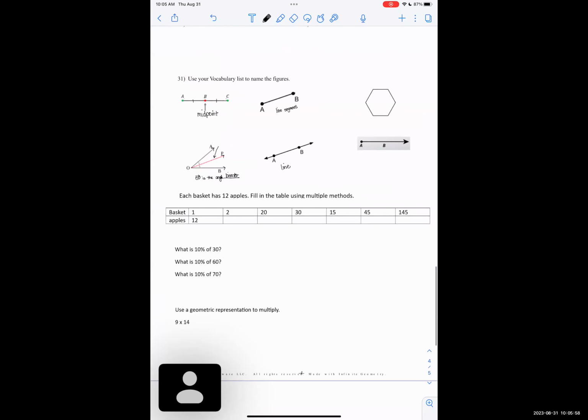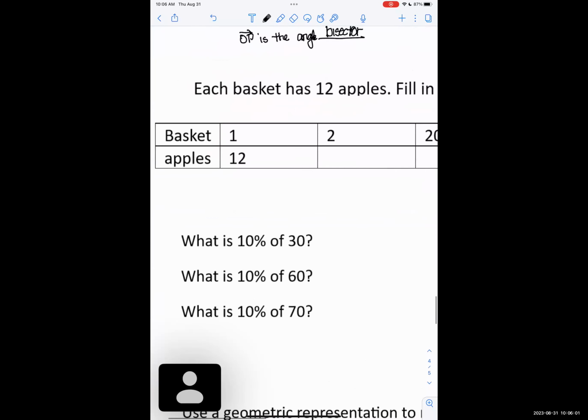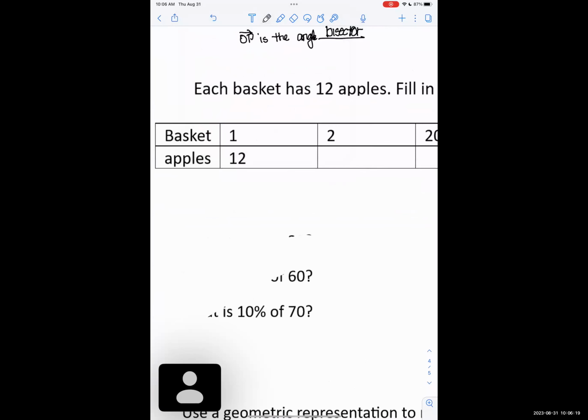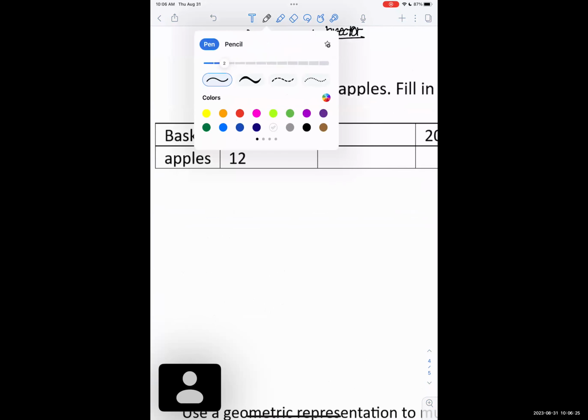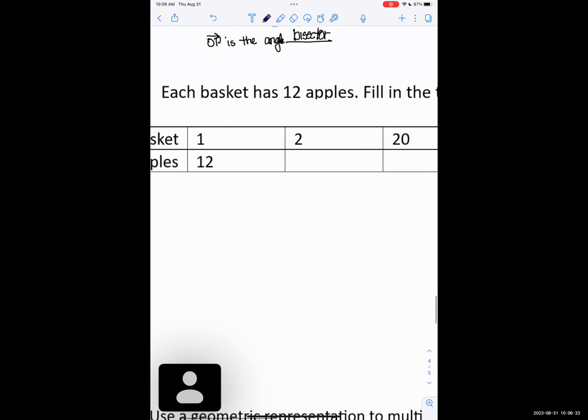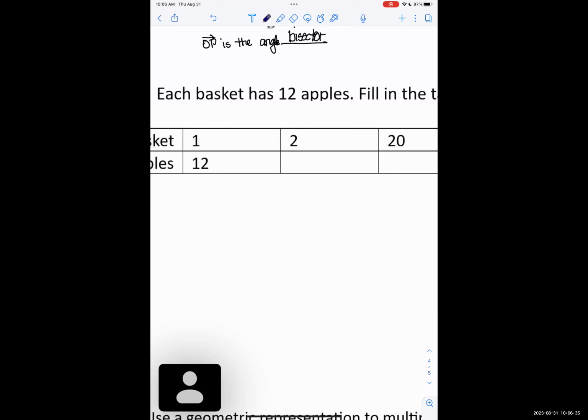This is similar. We did a similar problem last week. Each basket has 12 apples. Okay, Zoomers, ignore this for right now. Okay, let's focus on this. Okay, Zoomers, each basket has 12 apples. 2 baskets, how many apples?